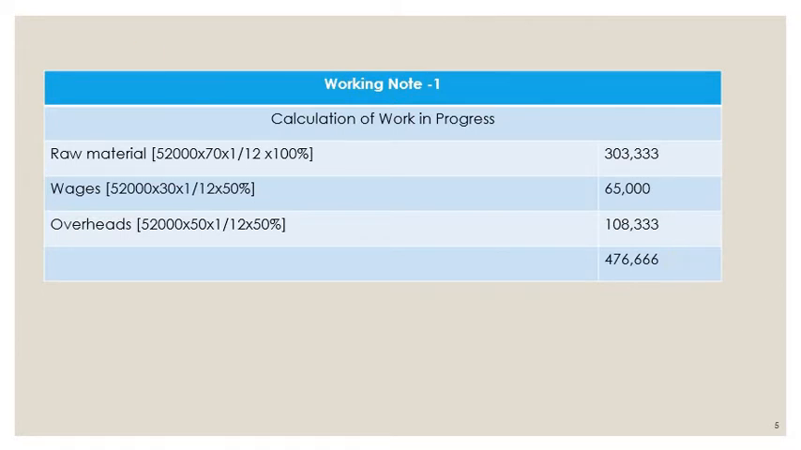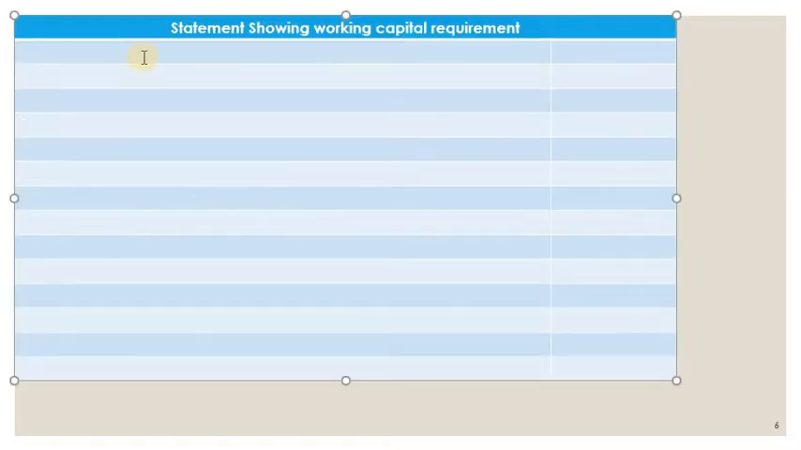Now let us calculate the working capital requirement in the next slide. So statement showing working capital requirement. So first one is current assets. So under current assets, first one is inventory, stock of inventory. So under that, first one is raw material.